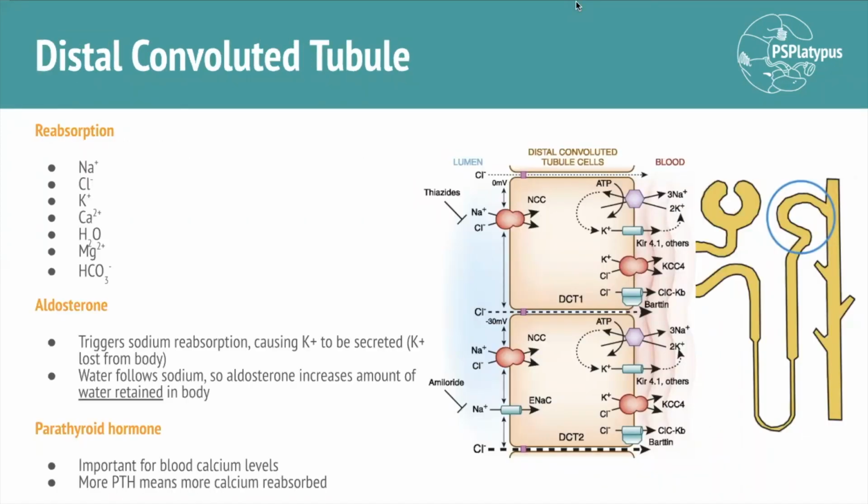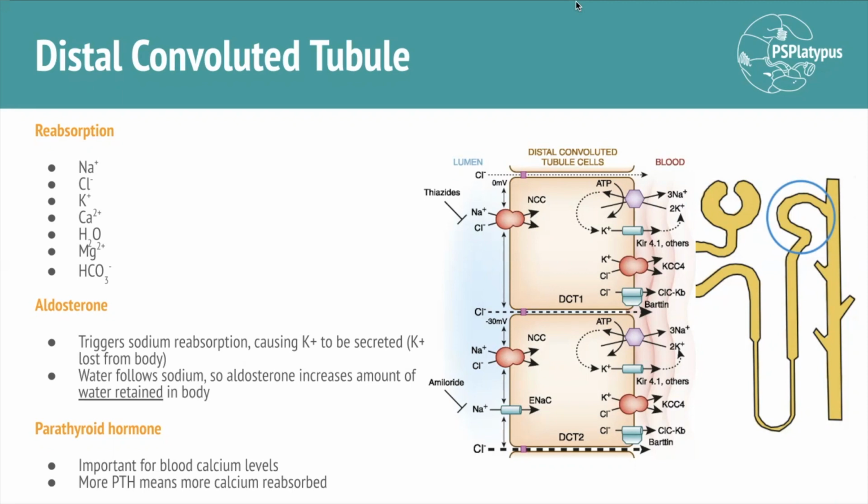Next, we have the distal convoluted tubule, where these specific ions are reabsorbed, as well as our water. In addition, key hormones that are able to modulate these functions are aldosterone and our parathyroid hormone. In terms of our aldosterone, it acts to trigger the reabsorption of sodium and secretion of potassium due to increasing the expression of our sodium potassium pumps. This results in increased osmotic gradient and therefore increased reabsorption of water.